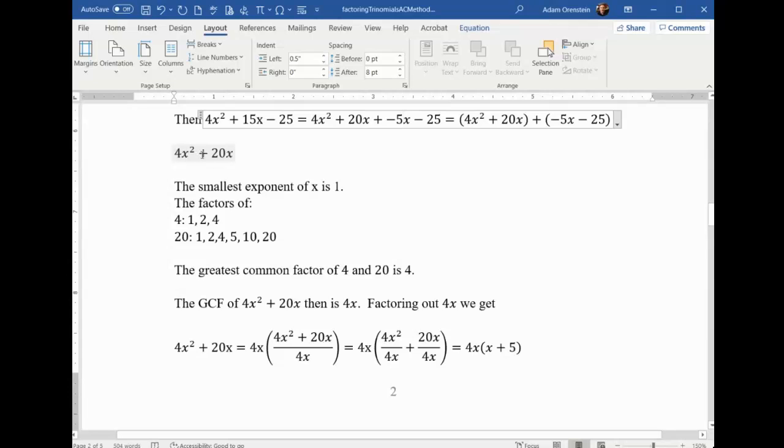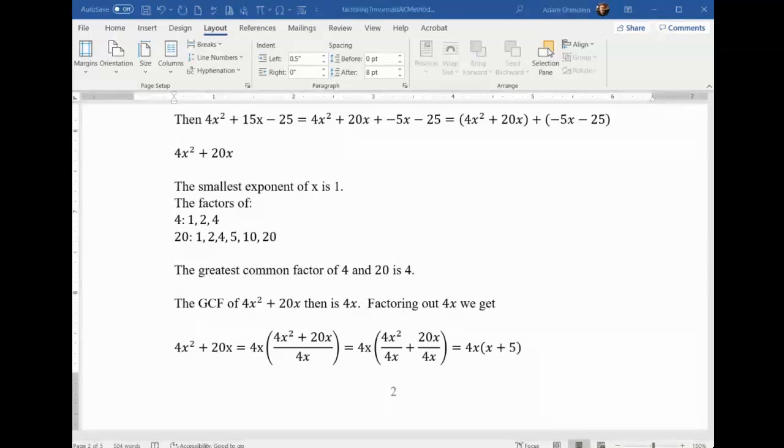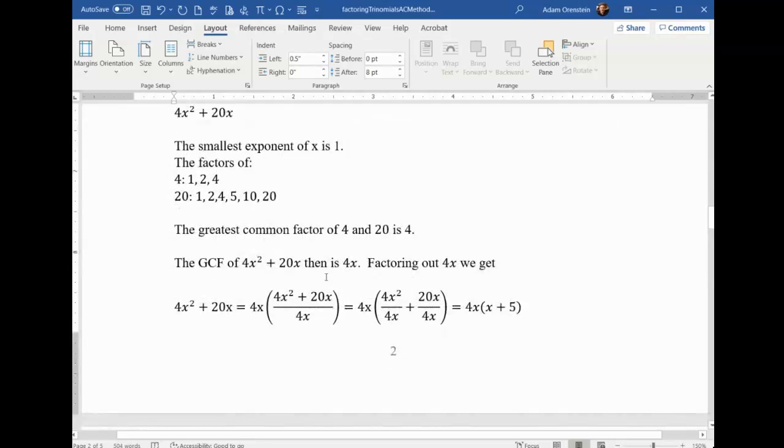Now, the smallest exponent of x, as we can see, is 1. For 4 and 20, I listed the factors, but really we didn't need to. Since 4 is a factor of 20, 4 is the greatest common factor of 4 and 20. You could always list the factors, but sometimes you don't have to. So the GCF for this group is 4 times x. Hence, we're going to factor out 4x from here.